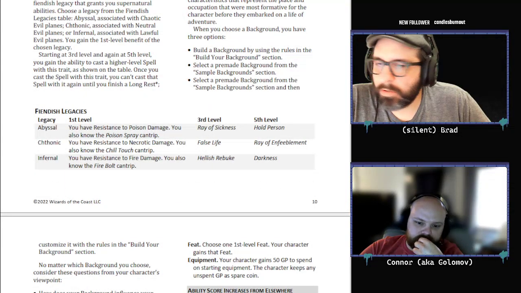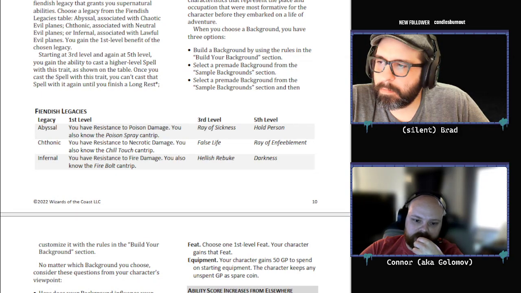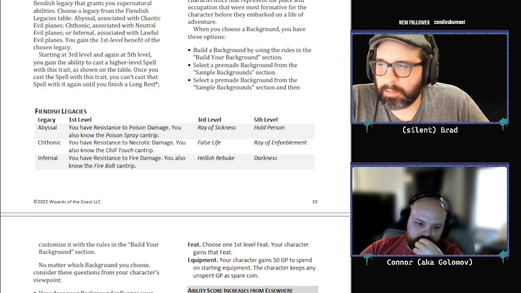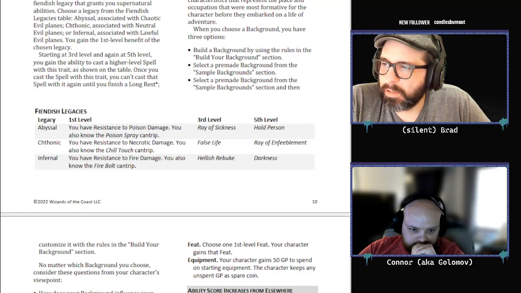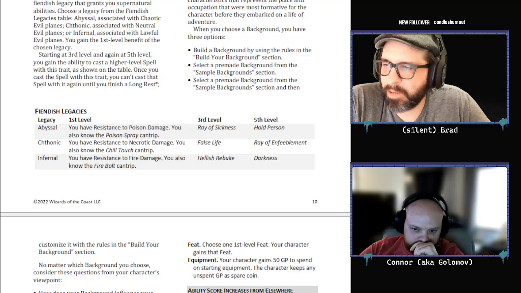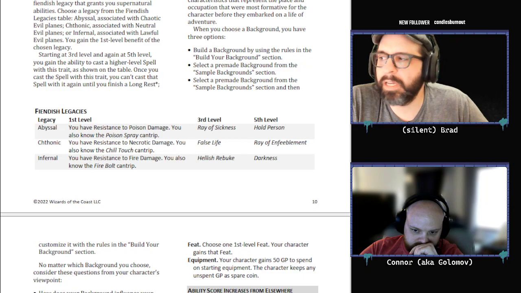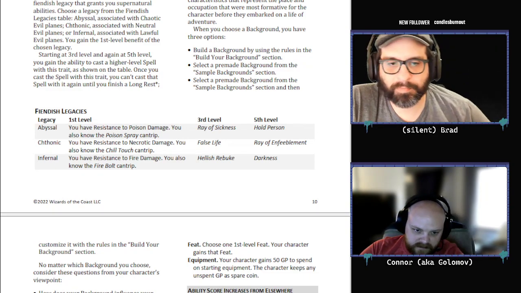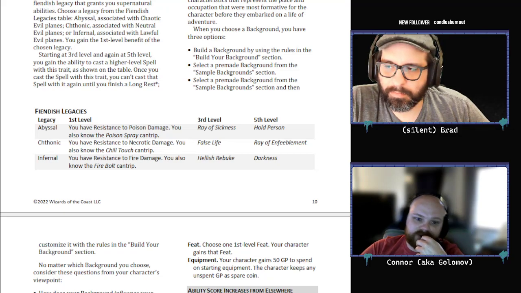So abyssal, what's that? You get the three matched from the Ardlings. Yes. So poison spray, ray of sickness, hold person. Also resistance to poison damage for abyssal. Chthonic get resistance to necrotic, and then chill touch, false life, and ray of enfeeblement. And then infernal are fire bolt, hellish rebuke, and darkness. So tieflings and Ardlings are tied for number 1 strongest race.